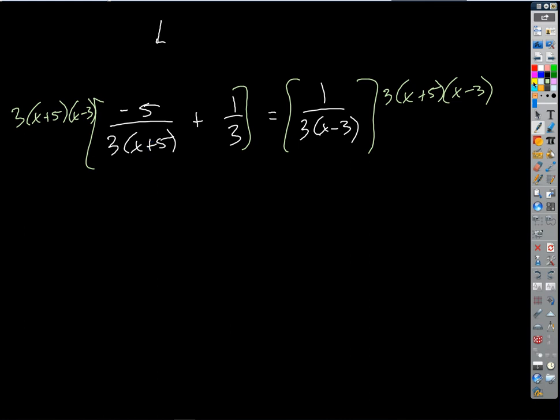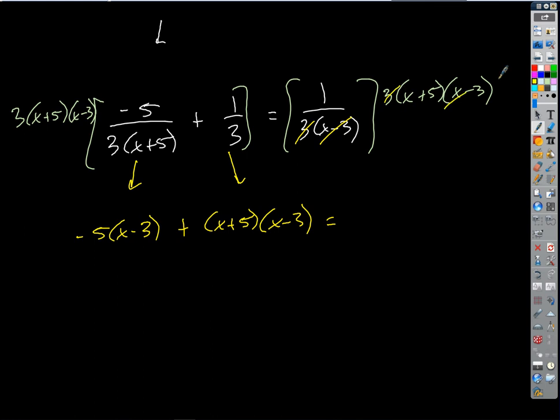The 3 and the x plus 5, all that stuff cancels, and I'm left with just an x minus 3 times my numerator, right? Okay, how about this one? What's going to cancel here? 3 is going to cancel, so I'm just going to get 1 times x plus 5 times x minus 3, right? And then what's going to cancel over here? Okay, so 3x minus 3 cancels, so I just get x plus 5.